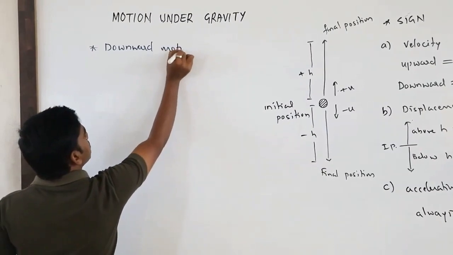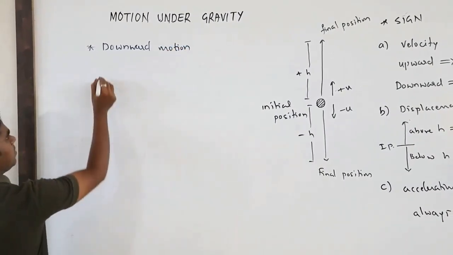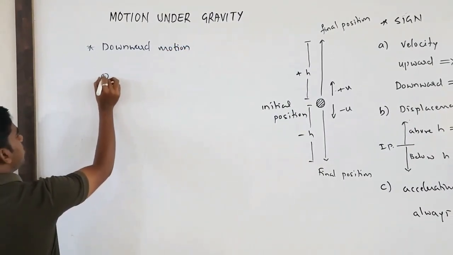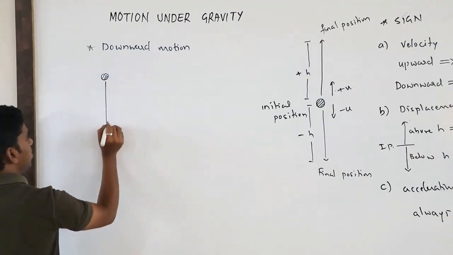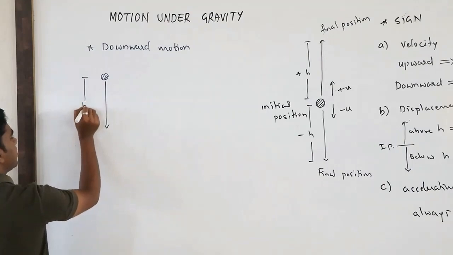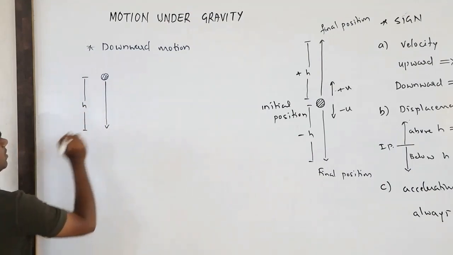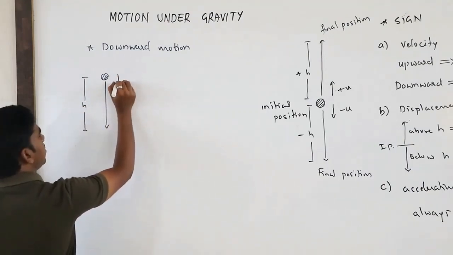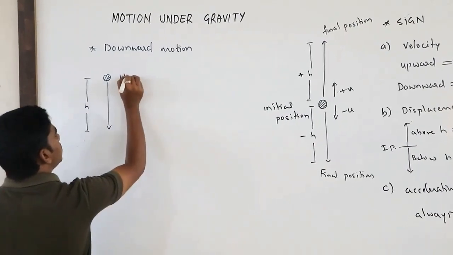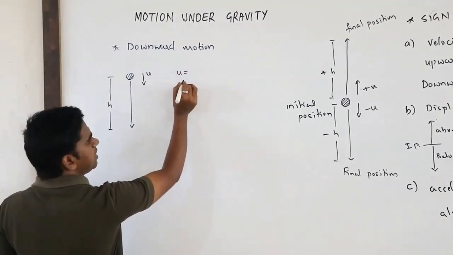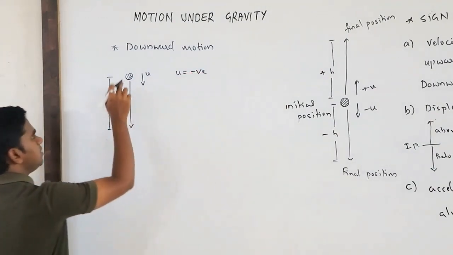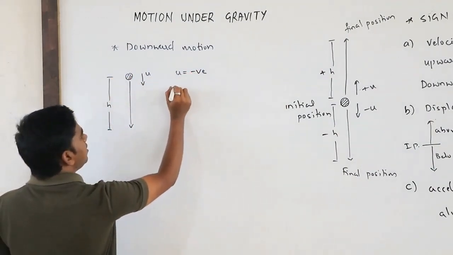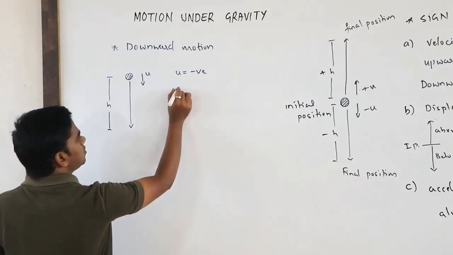Okay, so for downward motion, what will happen? The object is going to be at some height, and it will be thrown in the downward direction. It is already there at some height. So now what is U? U is in the downward direction. Negative or positive? There it was positive, here it is negative because it is in the downward direction.